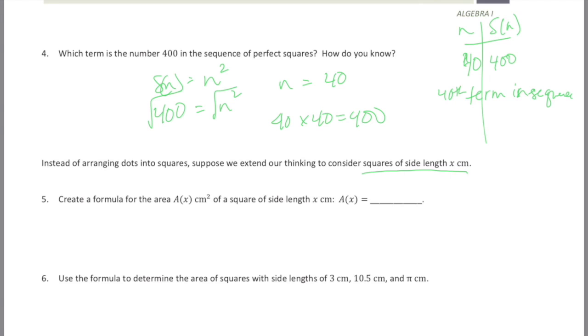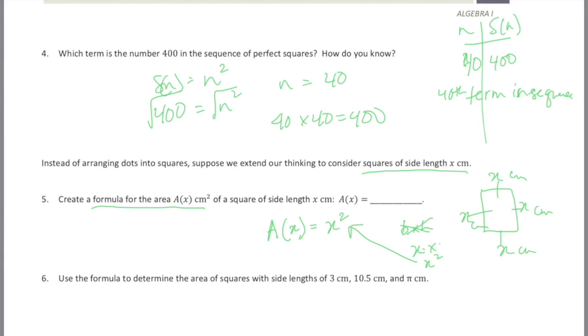So let's look at number 5. It asks us to create a formula for the area A of x centimeters squared of a square. If I have a square with sides that are x centimeters long, we know that in a square all sides are the same. So if this side is x, this is also x, and this is also x centimeters long. Our formula: we can say that the area of a square is x squared.